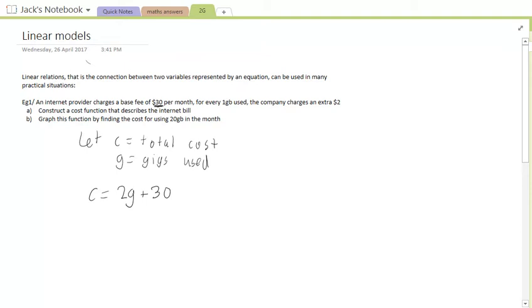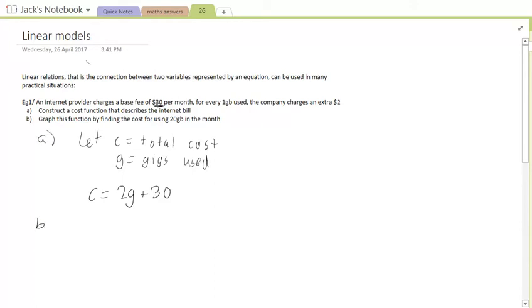So if 1 was used, the cost would be $30 plus 2 times 1, so it would be $32. If 2 was used, it would be 2 times 2, which is 4, plus 30, so it would be $34. So that is a cost function. No matter how many gigabytes you use, you can find out exactly how much it will cost. So that's part A.